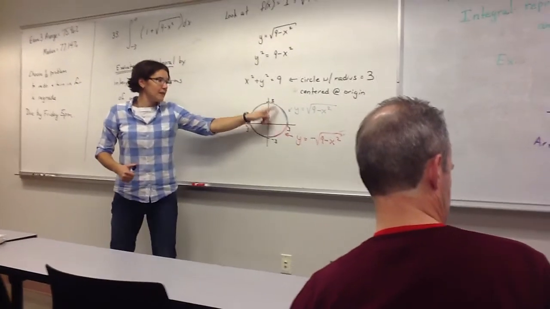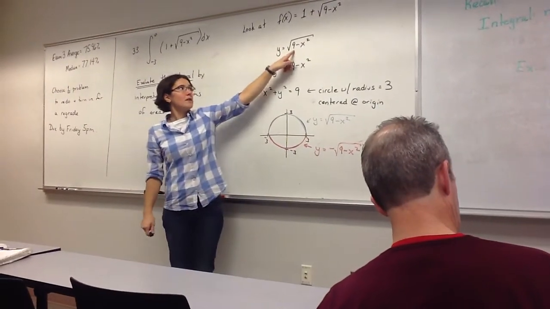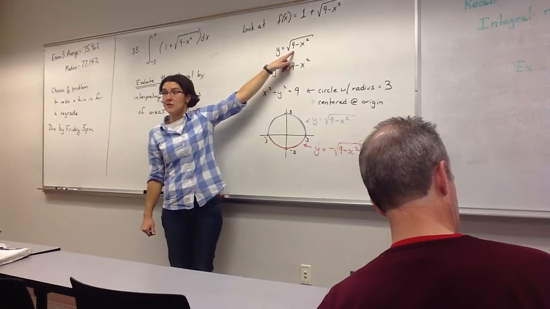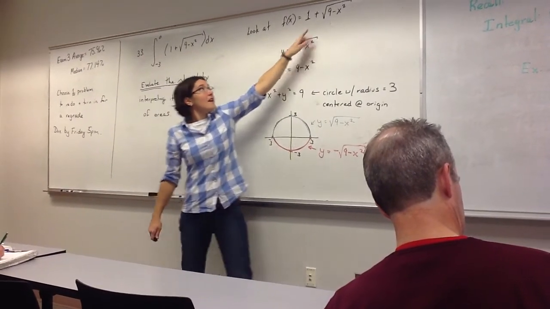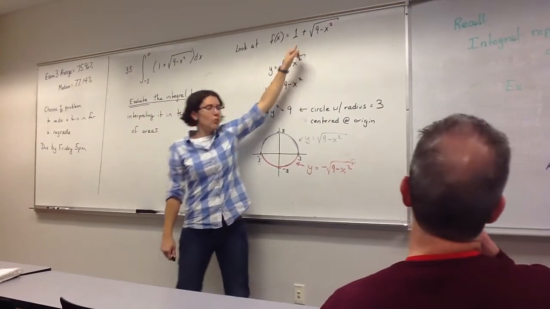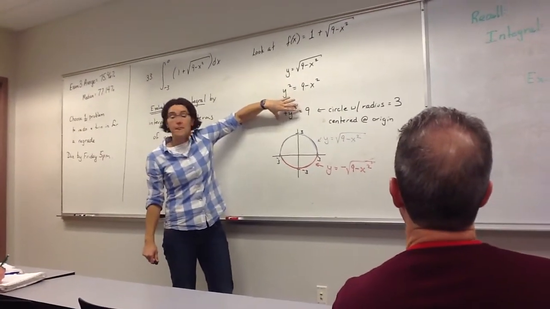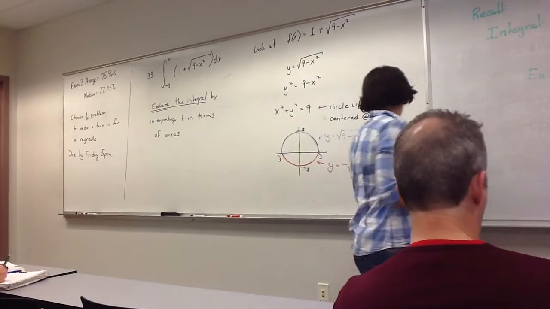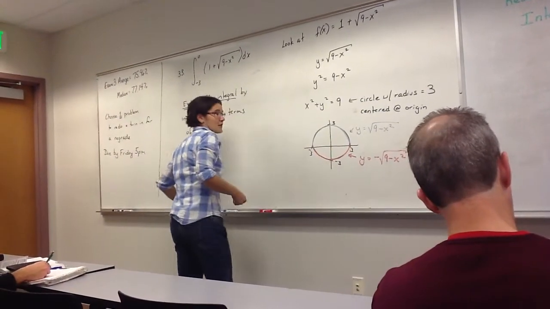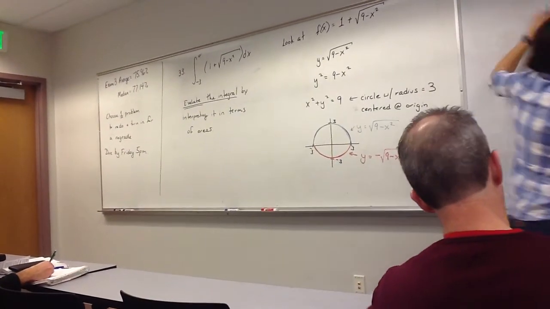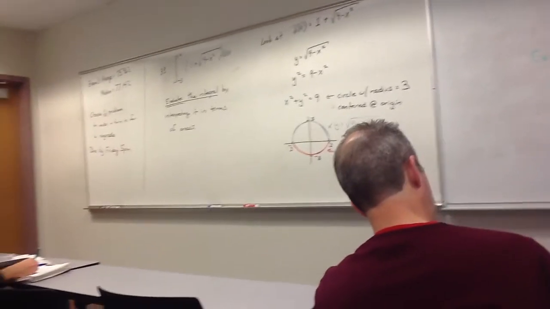So right now we've got this blue curve up here. That's y equals square root of 9 minus x squared. Now if I take that and add 1 onto it, what does it do to that blue curve? Yeah, it shifts it up by 1. And so my picture of 1 plus square root of 9 minus x squared is going to be a semicircle that's been bumped up by 1 unit.